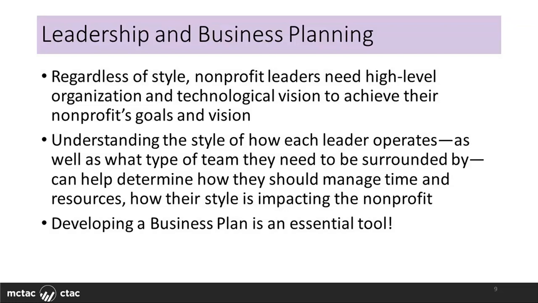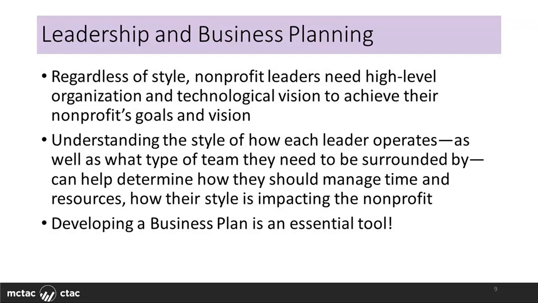So that leads us into leadership and business planning. Regardless of your style, nonprofit leaders need high-level organization and technological vision to achieve their nonprofit's goals and vision. Understanding the style of how each leader operates, as well as what type of team they need to be surrounded by, can help determine how they should manage time and resources and how their style is impacting the nonprofit organization. One of the key tools to help move this along is developing a business plan.